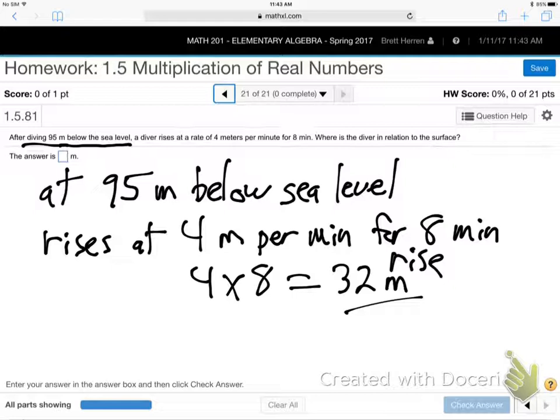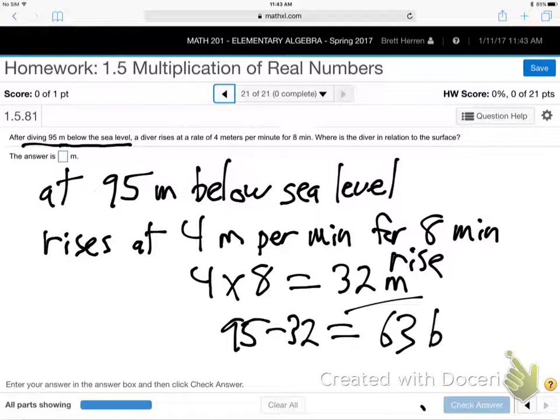And they were 95 below. So if they rise 32, 95 minus 32, what was that? 63. So they're 63 below. Now I wonder if they want us to put in negative 63.